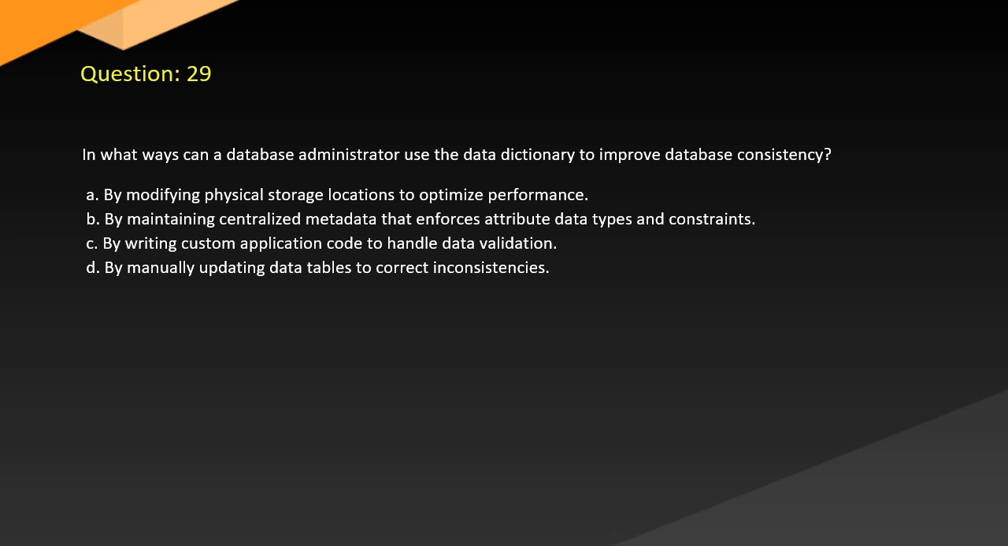Question 29. In what ways can a database administrator use the data dictionary to improve database consistency? A. By modifying physical storage locations to optimize performance. B. By maintaining centralized metadata that enforces attribute data types and constraints. C. By writing custom application code to handle data validation. D. By manually updating data tables to correct inconsistencies.